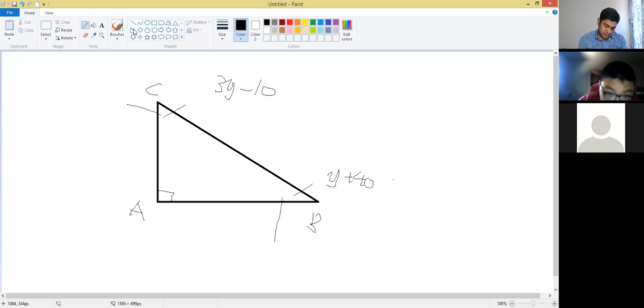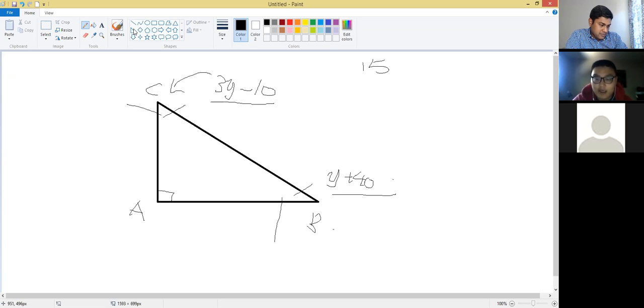Y equals 15. Why is that? That's smart. Because you put the two equations together, so 3y minus 10 equals y plus 40. Why is 3y minus 10 equal to y plus 40? Why do you say those two are equal? I didn't tell you it's a 45 degree triangle or isosceles triangle or what. I just gave you these two expressions. I said angle C is this degree and angle B is this degree.